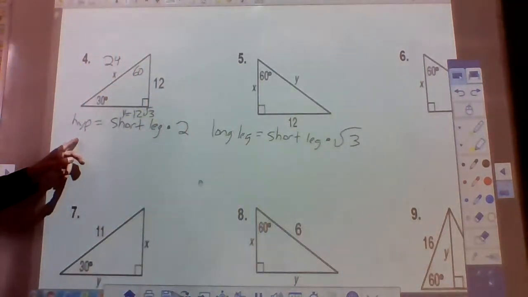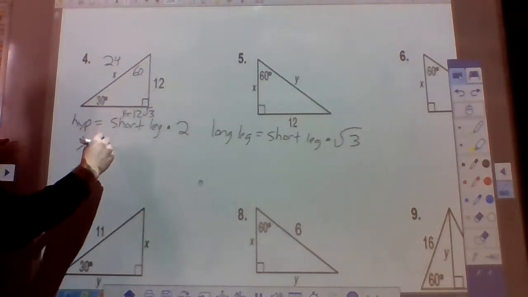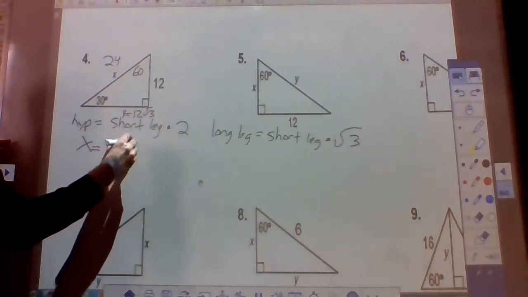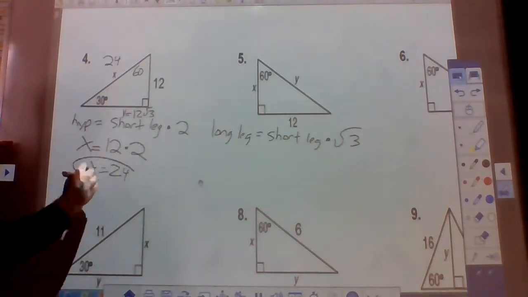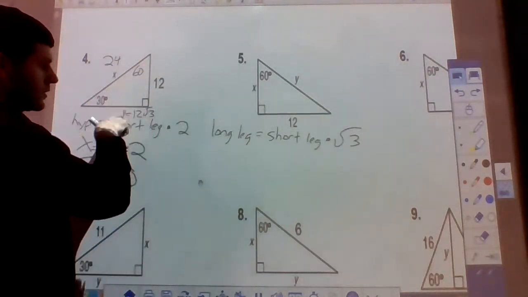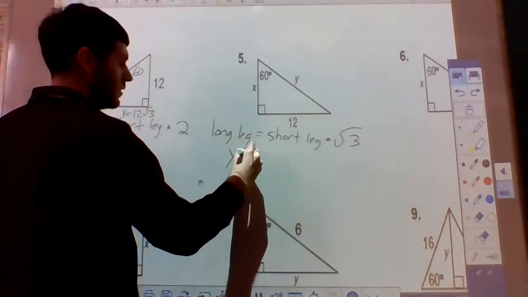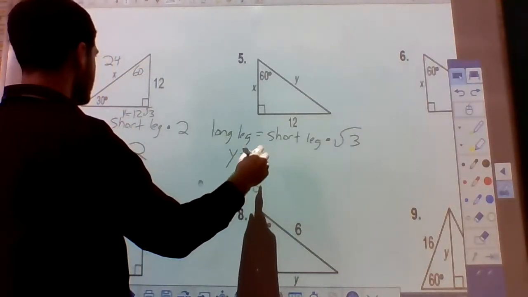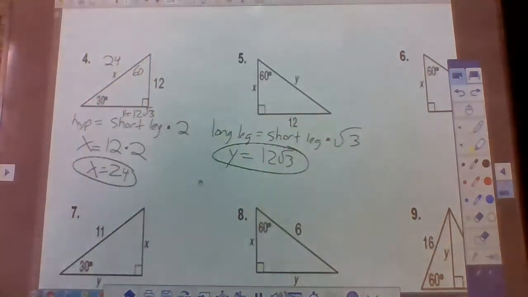So the hypotenuse is x. The short leg is 12. It's across from the 30 degrees. And we multiply by 2, so x is 24, which is what we got. Again, the long leg was y, opposite the larger angle. So that is y. The long leg is 12 times the square root of 3. So we don't even need to write the formulas out.